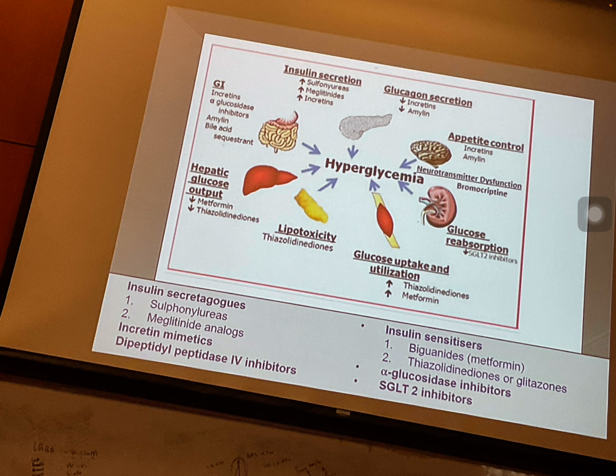Okay. Okay. So you can see in here sulfonylurea and meglitinide analogs. Both drugs will act on beta cells of the pancreas. Okay. So it will release insulin.